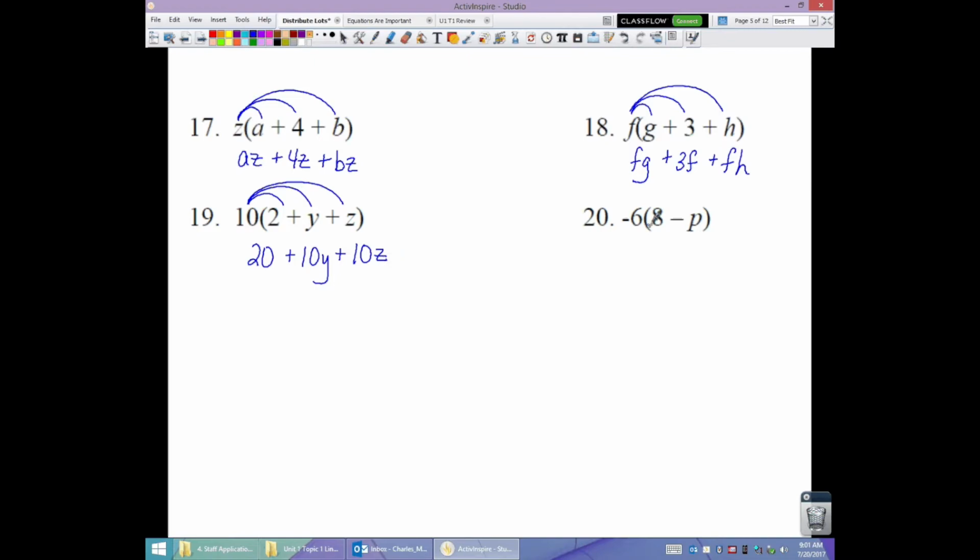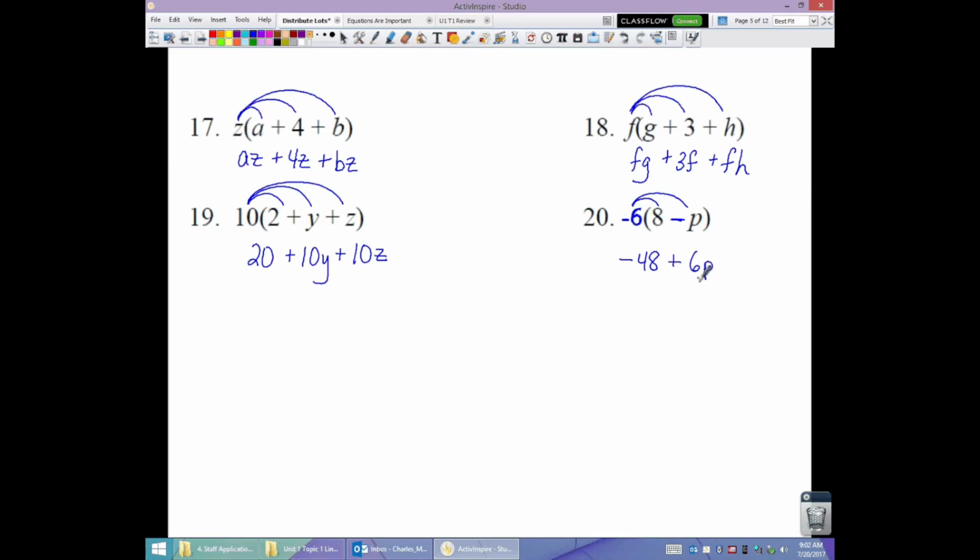Okay. Now, I think this is the first one on the paper where the number outside the parentheses is a negative. So make sure you are considering that when you distribute this number, it's a negative 6 that you are multiplying. So negative 6 times 8 is negative 48, and negative 6 times negative p, negative times negative is positive 6p.